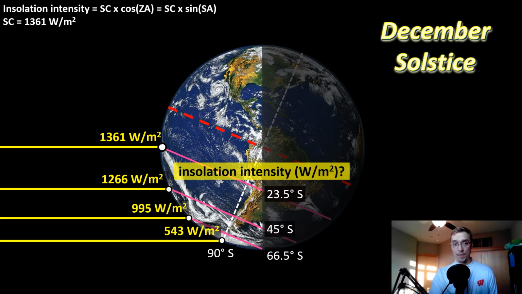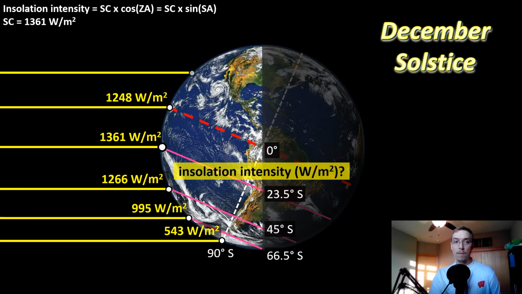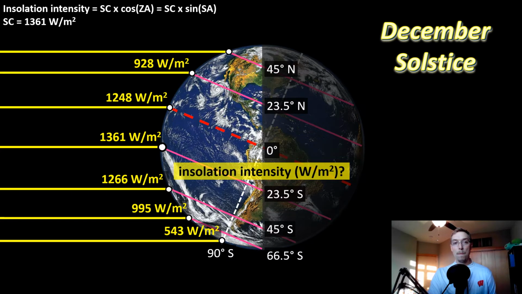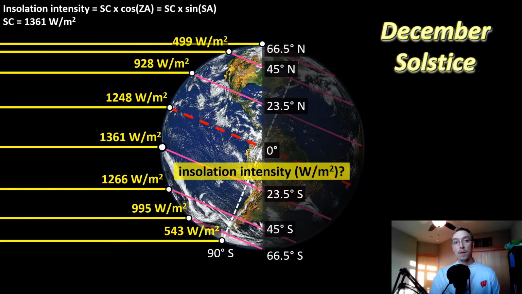Well, what about in the northern hemisphere? What are things looking like up there? Well, at the equator, we're at 1,248 watts per meter squared. At the Tropic of Cancer, 23.5 degrees north latitude, we're at 928 watts per meter squared. At 45 degrees north latitude, right around where we live, we're at 499 watts per meter squared. At 66.5 degrees, we are at 0, right? We're in the Arctic Circle. At certain points of the year, this is receiving no sunlight, which is what we're going to get into next.